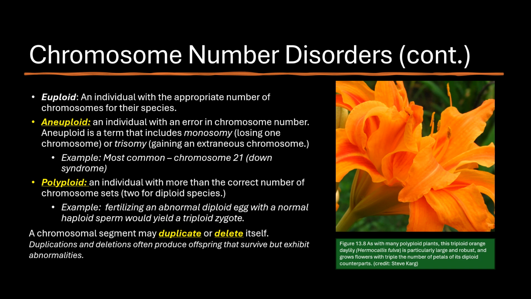You can also have an individual who is polyploid. This is an individual with more than the correct number of chromosome sets, 2 for diploid species. For example, fertilizing an abnormal diploid egg with a normal haploid sperm would yield what we call a triploid zygote. A chromosomal segment can duplicate or delete itself. So duplications and deletions often produce offspring that survive, but do exhibit some abnormalities.